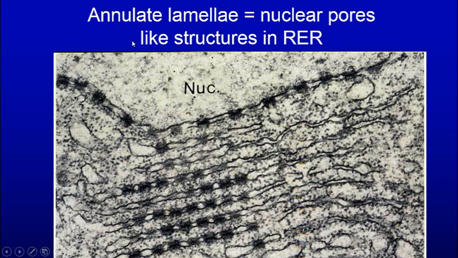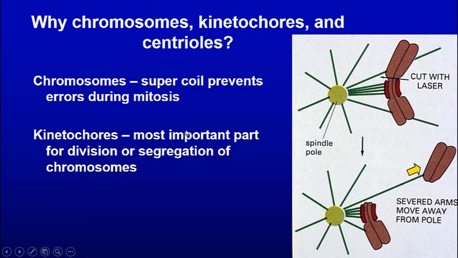We call it annular lamellae, or nuclear pore-like structures in the rough endoplasmic reticulum, where these could be a reserve. Not sure exactly what it is, but they look like nuclear pores, and indeed this cisterna is continuous with that space in between the two membranes of the nuclear envelope.